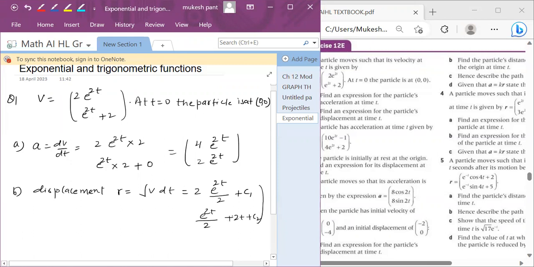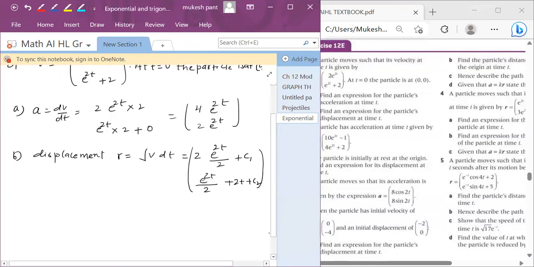Okay, so this integration you already know, right? I will not explain more about integration because these are basic integrations which you should know before doing this exercise. Okay, so e to the power 2t plus c1, and here 1 over 2 e to the power 2t plus 2t plus c2, right? This is the displacement vector r(t).